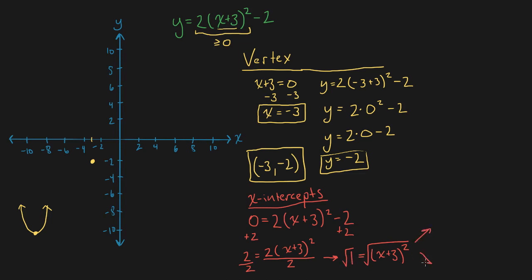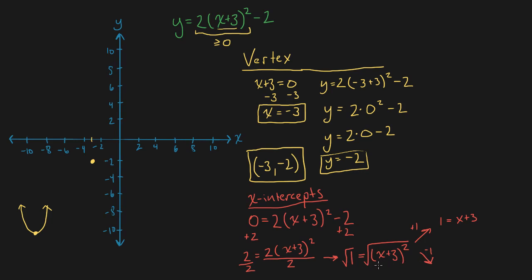When we take the square root of 1, we're asking what number, when we multiply it by itself, is going to give us 1. Well, there's actually 2 numbers that when we multiply them by themselves, they give us 1. 1 times 1 gives us 1, but so does -1. If we multiply -1 by itself, that gives us 1 also. And so we actually have 2 different options here. We have the +1 option and the -1 option. And so we have 1 is equal to x plus 3, because we're taking the square root of something that's squared, so we're just left with what's inside the parentheses here, x plus 3.